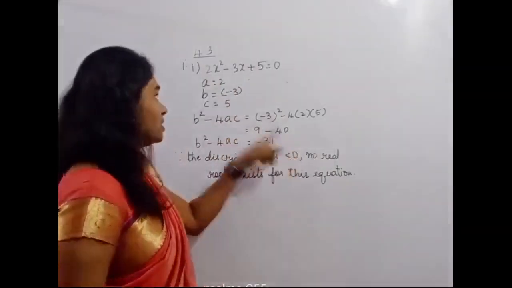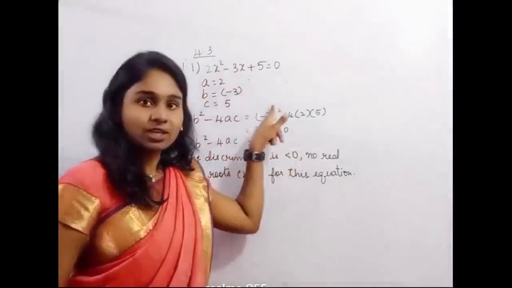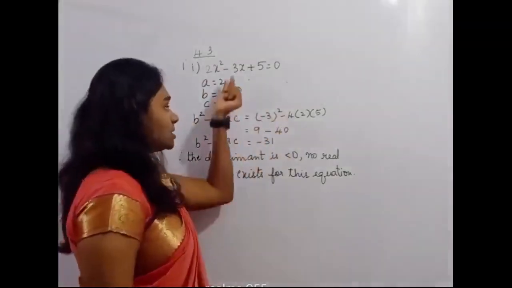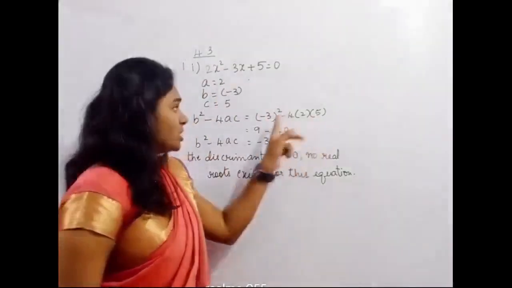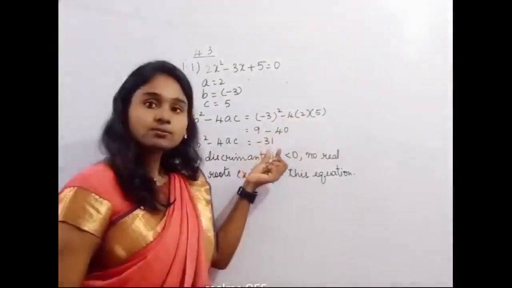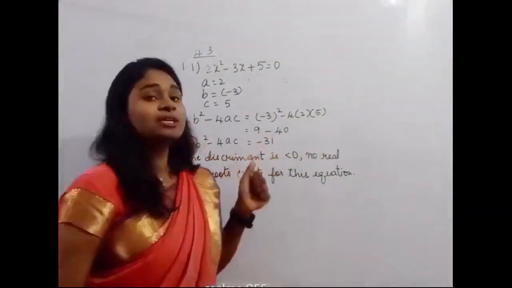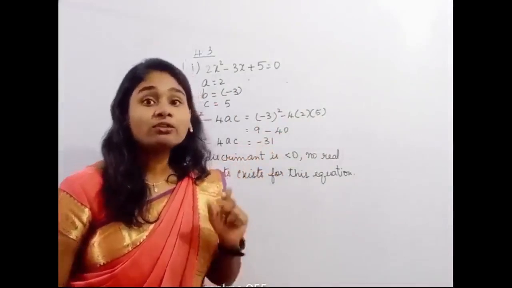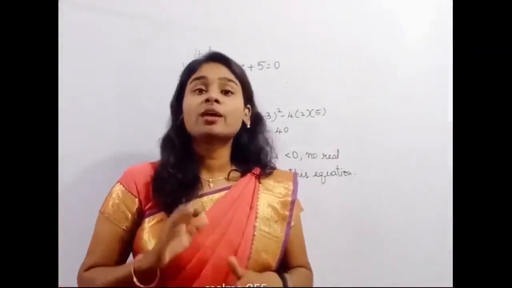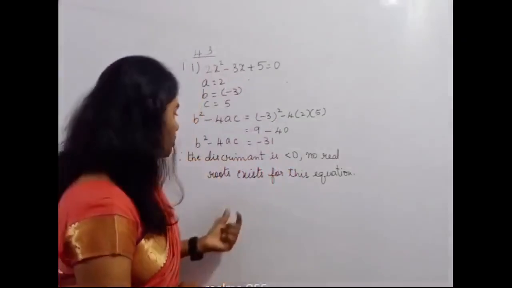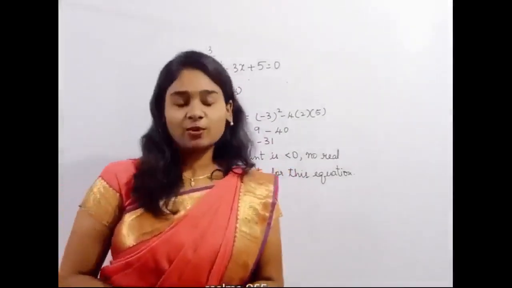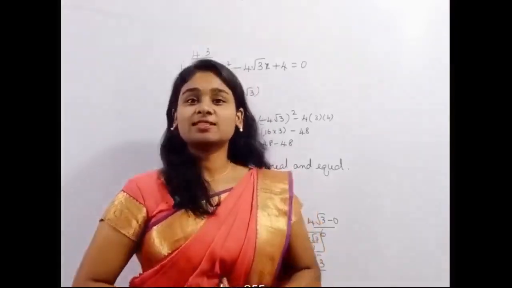We get minus 31. Getting the values of a, b, c from the equation and substituting here: minus 3 the whole square, minus 4 into a is 2 here and c is 5. So therefore it is 9 minus 40. 9 minus 40 gives me minus 31. So the discriminant is less than 0, right? We already know if the discriminant is less than 0, then no real roots exist. So you have to conclude, since the discriminant is less than 0, no real roots exist for this equation.